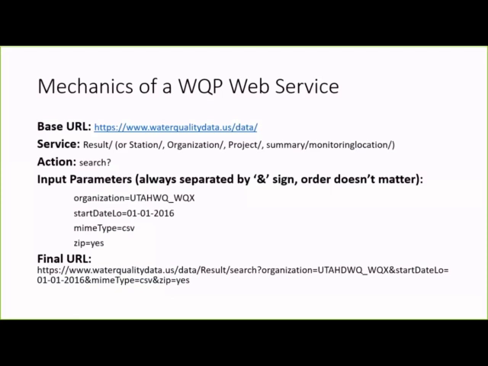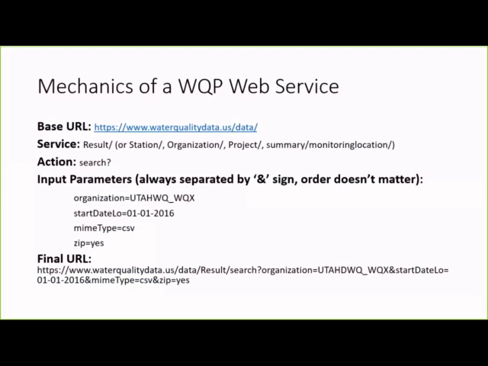And then at the end of it, what I get is this URL there at the bottom. I could copy and paste that URL into a browser right now, and I would get that data. I would get the data from Utah Division of Water Quality, all of their data that's been collected since 2006, as a CSV file, zipped up. I never even have to go to the water quality portal interface. It does that all for me. Very powerful.